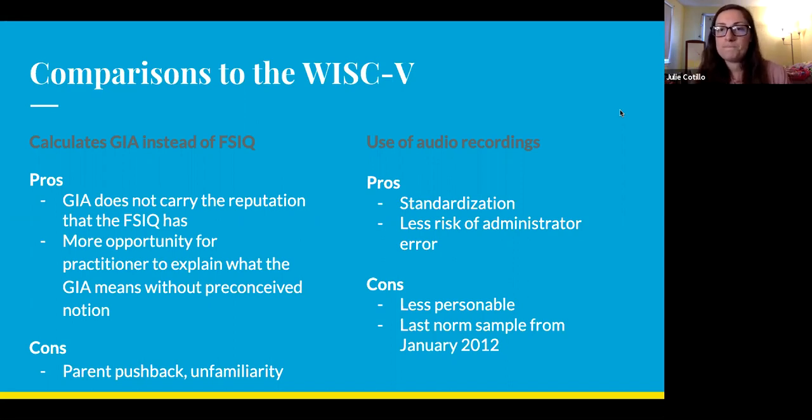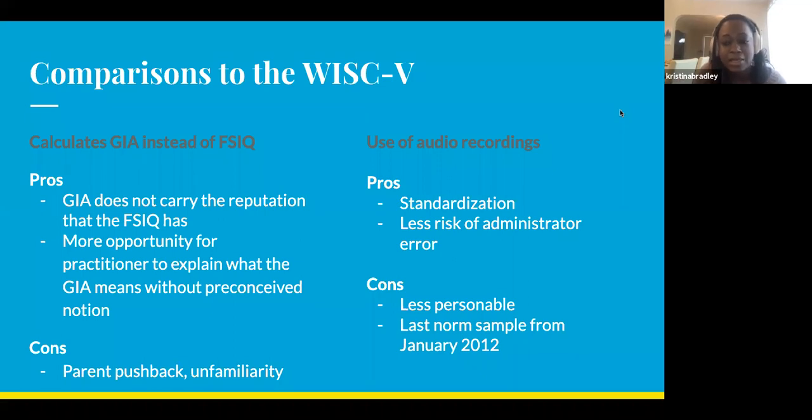Yeah, and then the pros and cons of the audio recording. I think one of the biggest distinguishers between the administration of the WISC and the Woodcock-Johnson is you have these pre-recorded audio sessions that the examinee has to listen to. On the positive side, there's potentially less risk for administrator error and less risk for bias when it comes to listening to a standardized recording as opposed to someone's voice. So that was one of the pros that we saw.